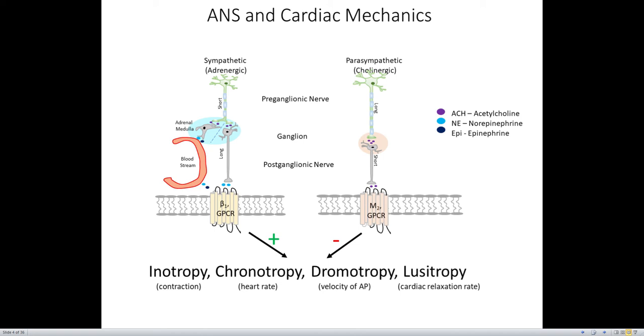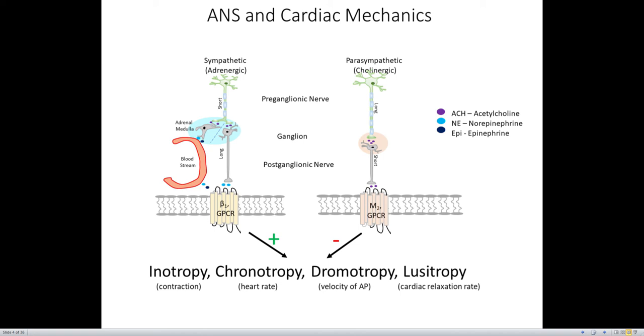Okay, so we talked about the sympathetic nervous system side, and let's move on to the parasympathetic nervous system side, or the cholinergic side. Again, we have the preganglionic nerve releasing acetylcholine that's going to bind to the postganglionic nerve, eventually resulting in this acetylcholine binding to the muscarinic 2 receptor in the heart. And in this situation, we're going to have a decrease in inotropy, chronotropy, dromotropy, and lusotropy.